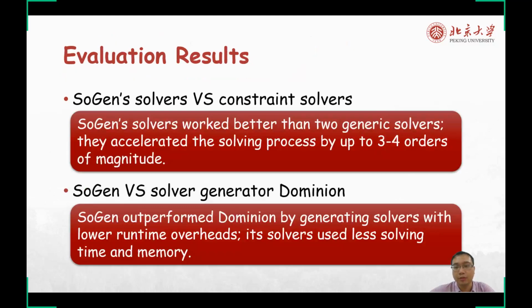The results show that SoGen solvers work better than the 2 general solvers by handling more tasks given limited time. SoGen solvers accelerated the solving process by up to 3 to 4 orders of magnitude. We also observed that SoGen outperformed Dominion by generating solvers with lower runtime overheads. Its solvers can also resolve more constraints using less solving time and memory.